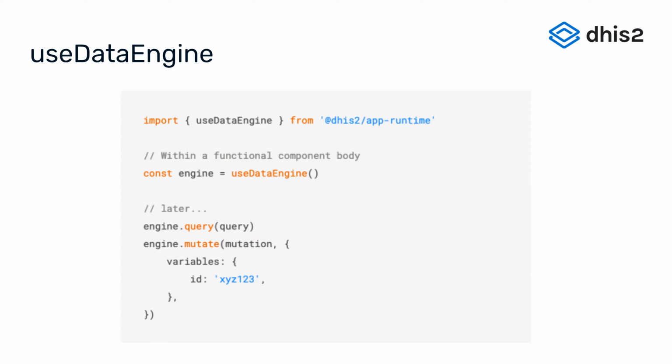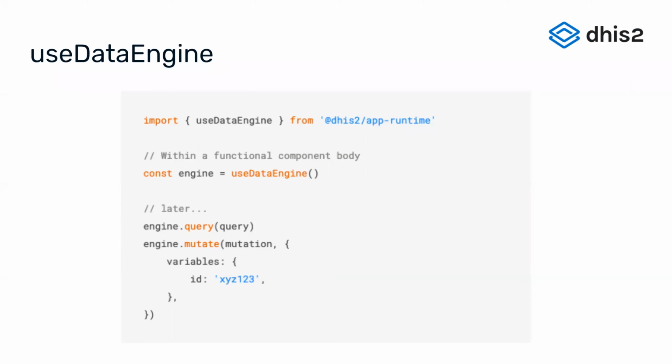So this is a way to pass around the engine to places that are maybe outside of React, like event handlers that are somewhere else in JavaScript code that aren't able to take advantage of the declarative nature of the use data query and use data mutation hooks. You can then use the query and mutate methods imperatively on this object. So engine.query is the same as use data query.